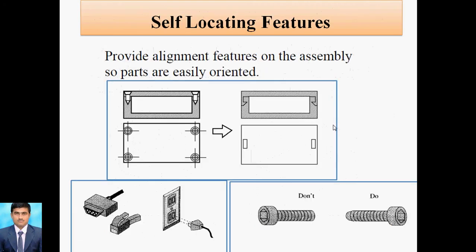Next is the self-locating features. This diagram indicates there are two parts. The first part, at its top side and bottom side, is joined by the screwing method. So it requires orientation for this screwing, but after analyzing this methodology, we can adopt the self-locating features. Means what? We divide the two parts and form an edge like this, and it can be automatically fitted with each other.